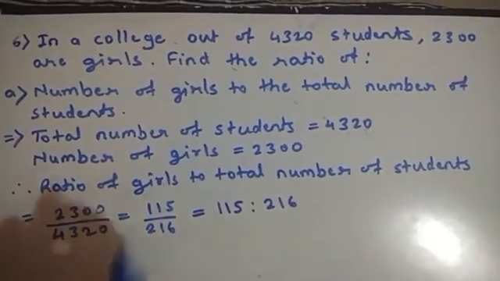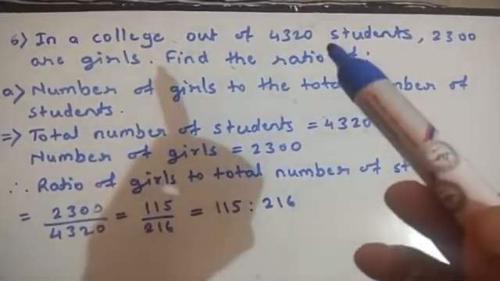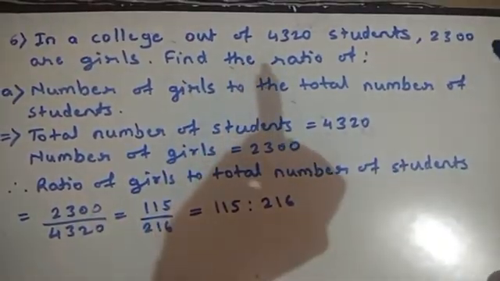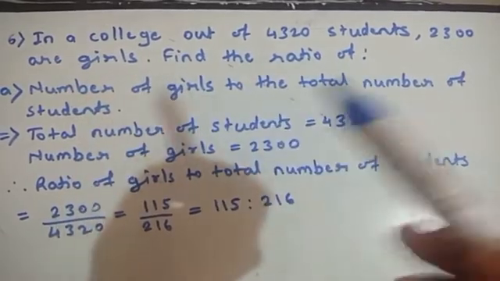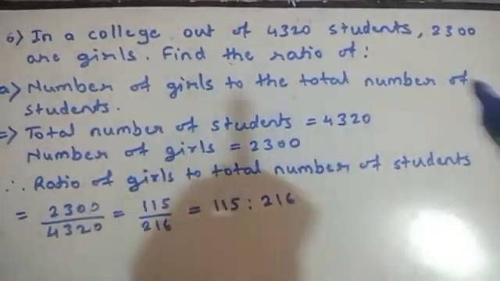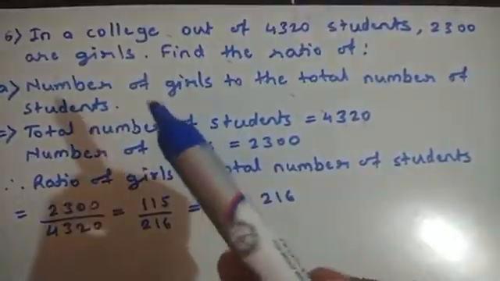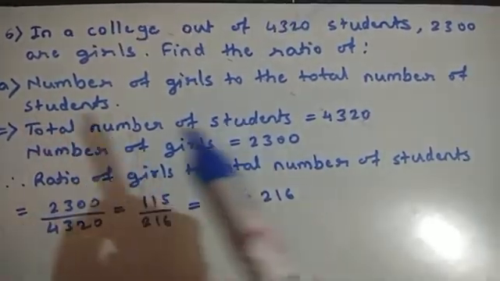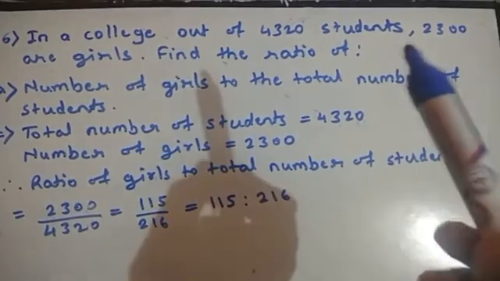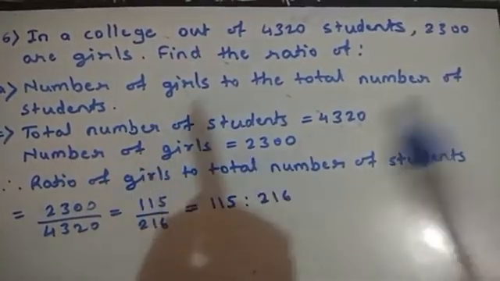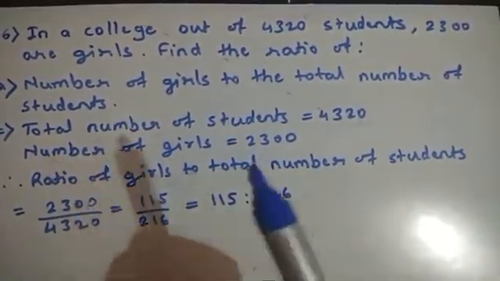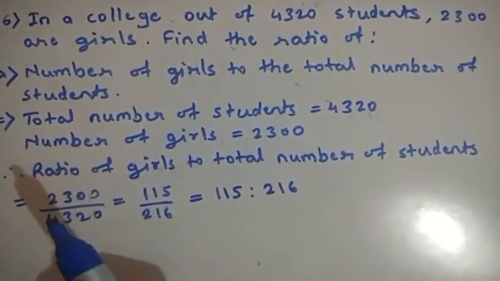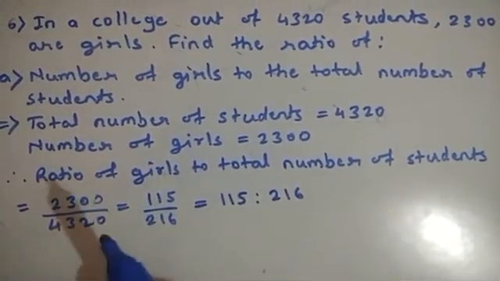See one more question here. In a college, out of 4320 students, 2300 are girls. Find the ratio of the number of girls to the total number of students. Now here we need to find the ratio of the number of girls to the total number of students. We have total number of students, that is 4320, and number of girls 2300. Therefore the ratio of girls to the total number of students is 2300 upon 4320.